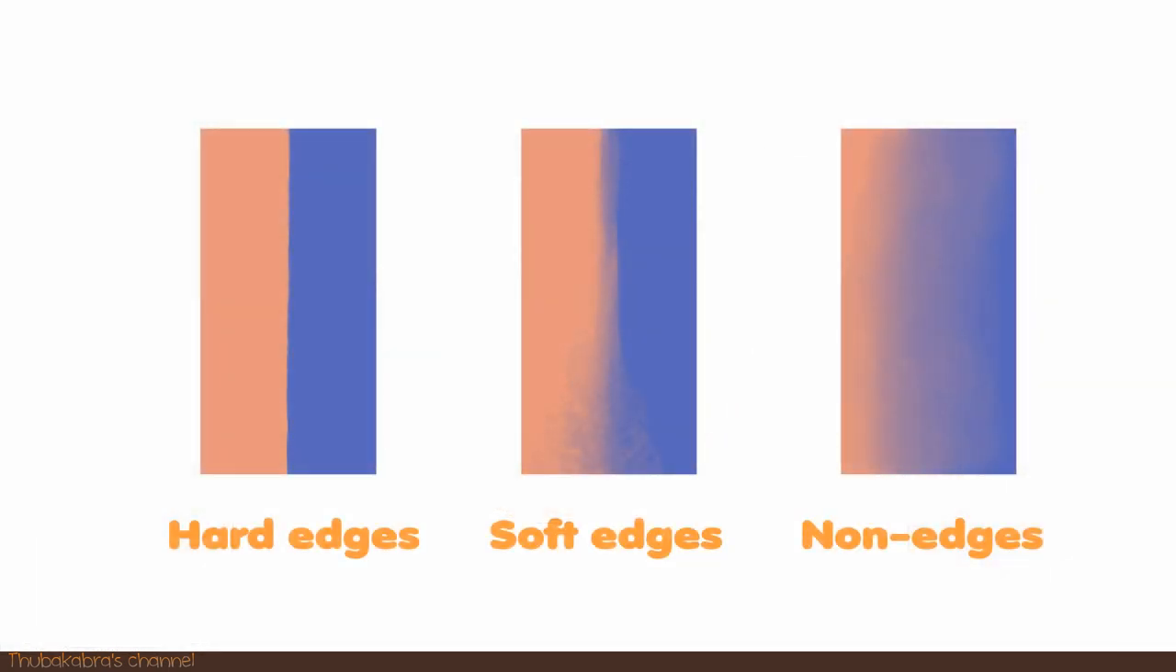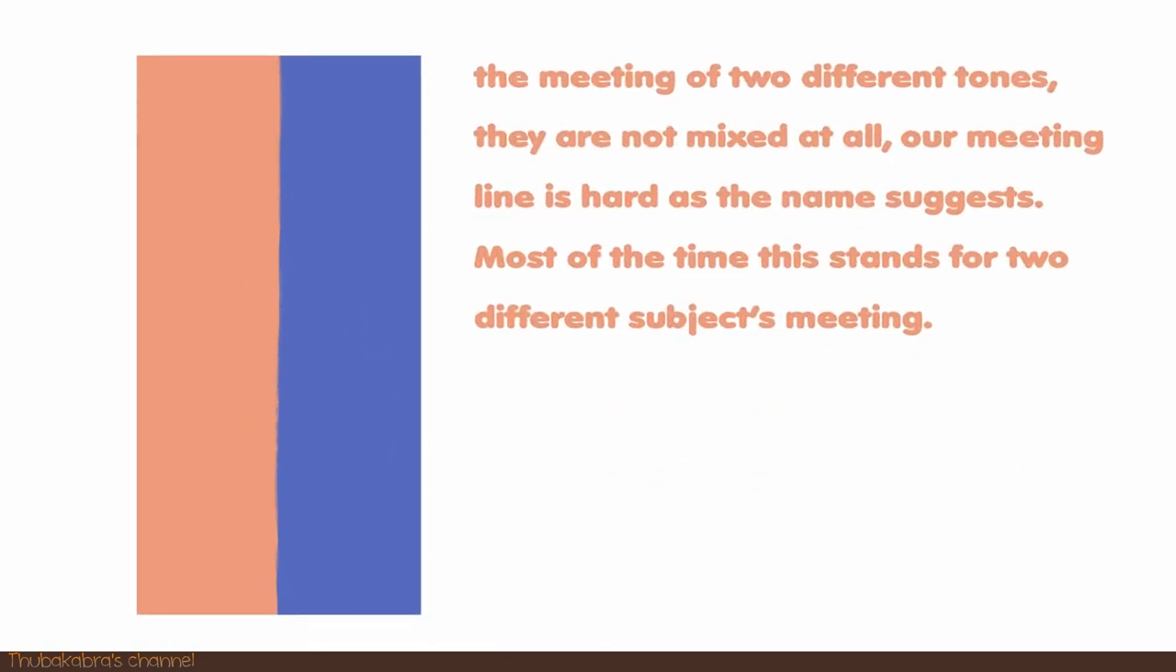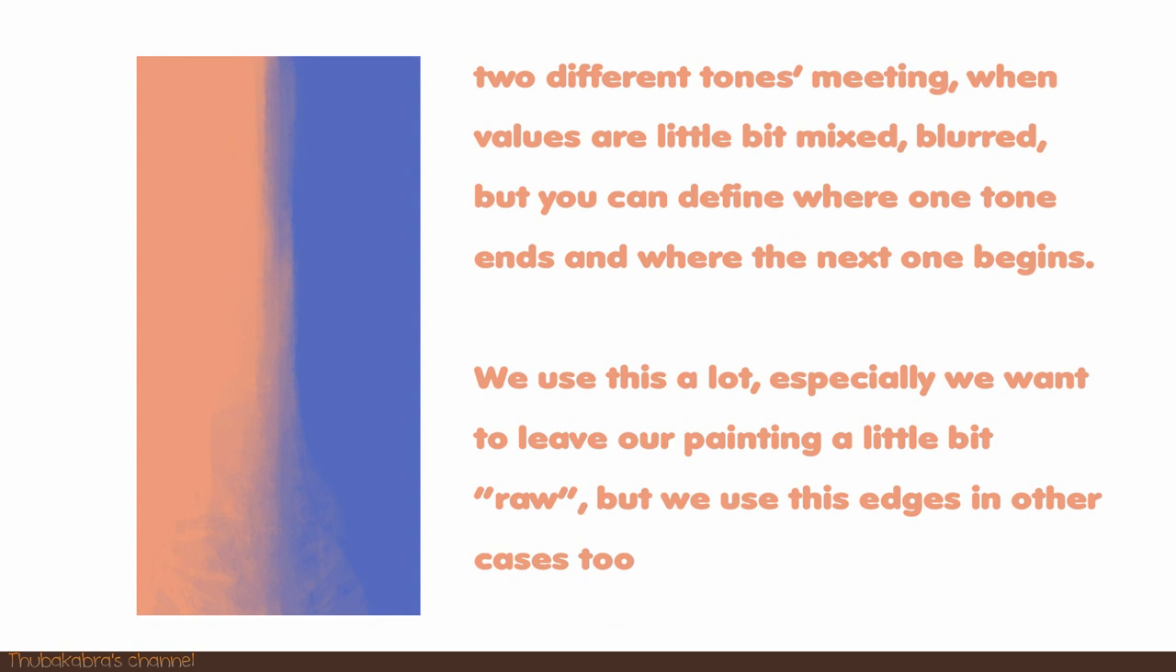This is the tutorial's essence. But before we start that, let's talk over the types of edges, so we will be able to work with them reasonably. Hard edges: the meeting of two different tones, they are not mixed at all, our meeting line is hard, as the name suggests. Most of the time this stands for two different subjects meeting.